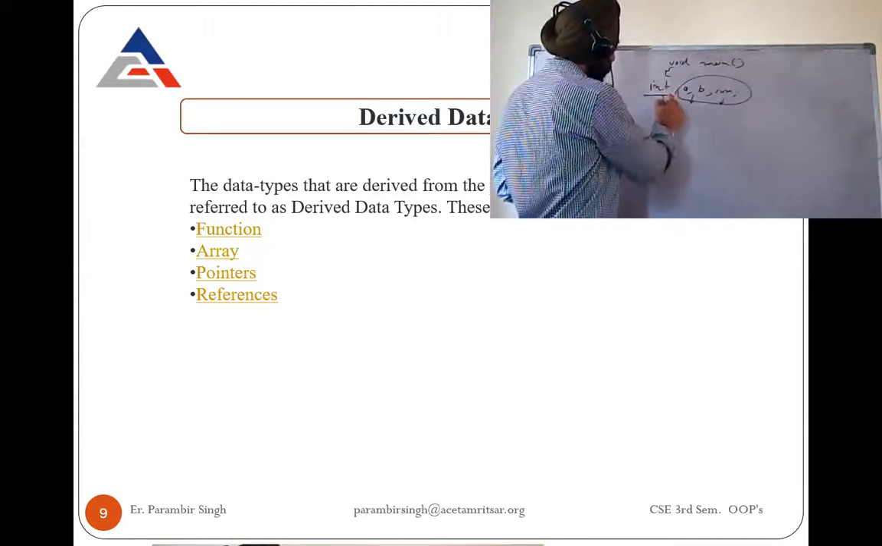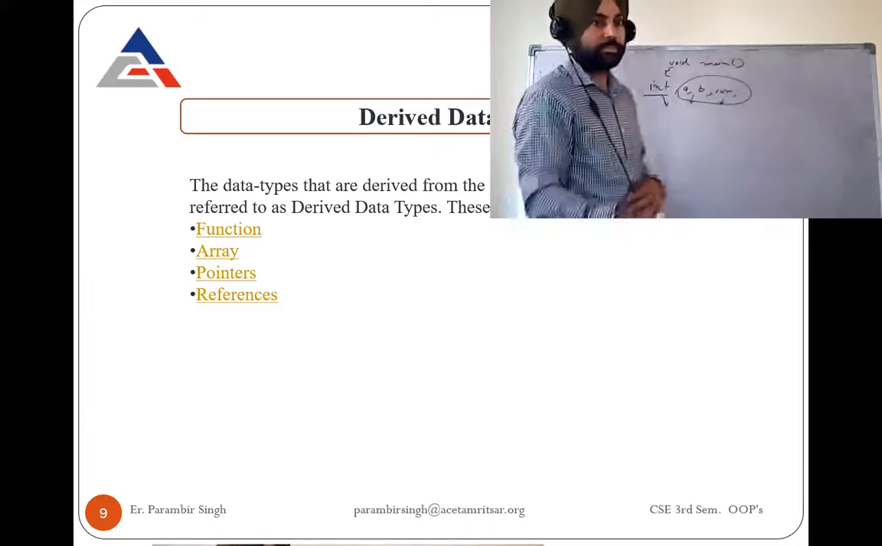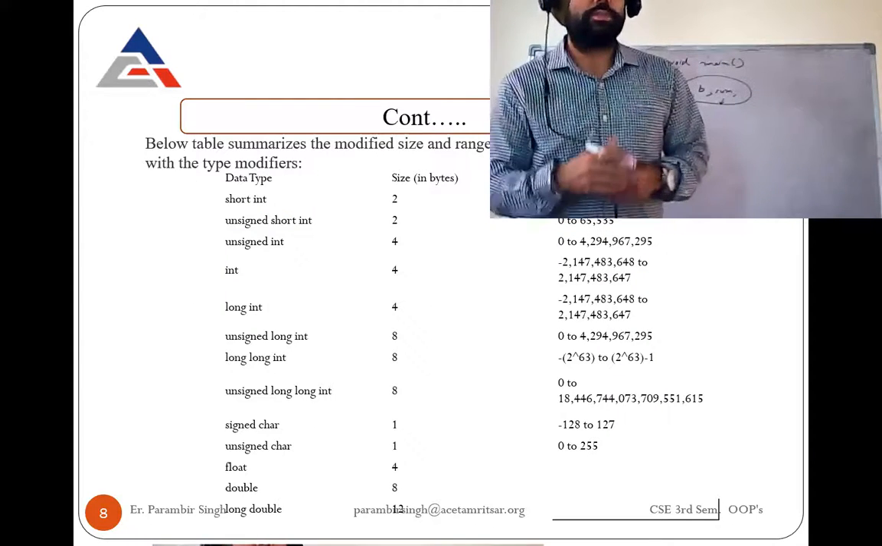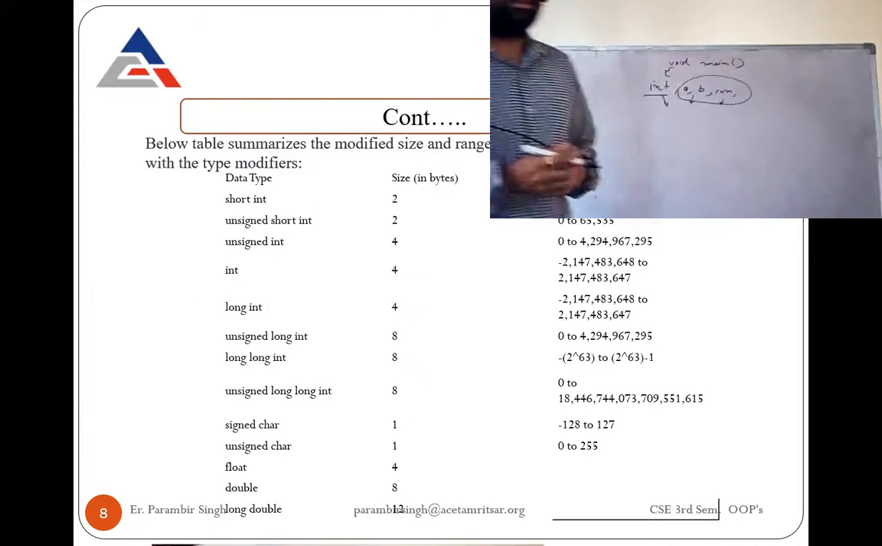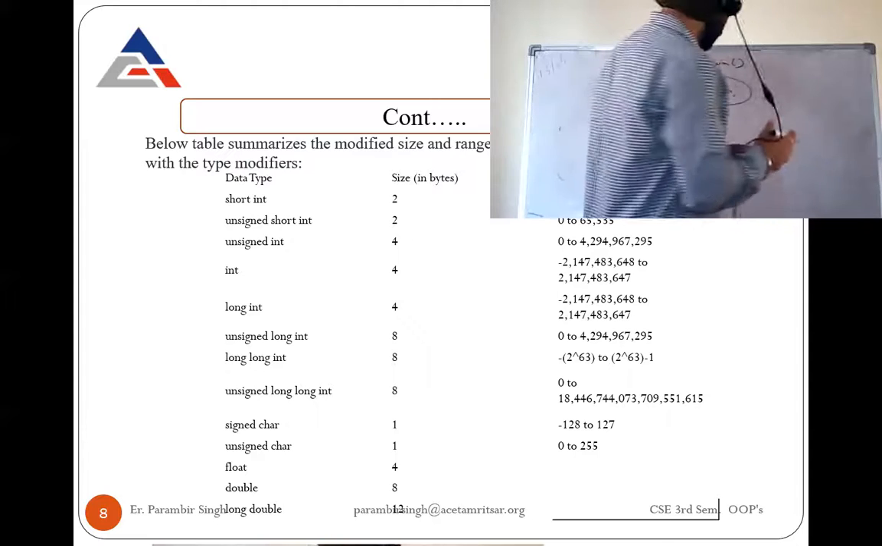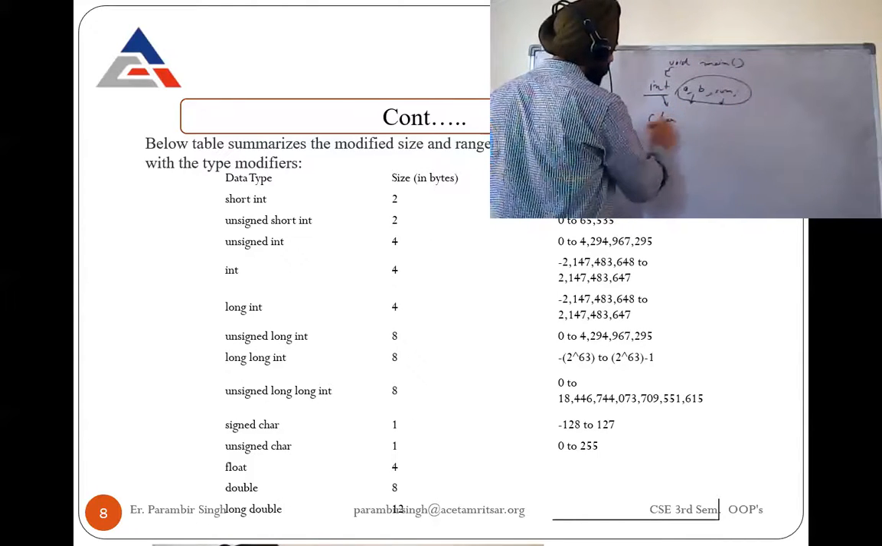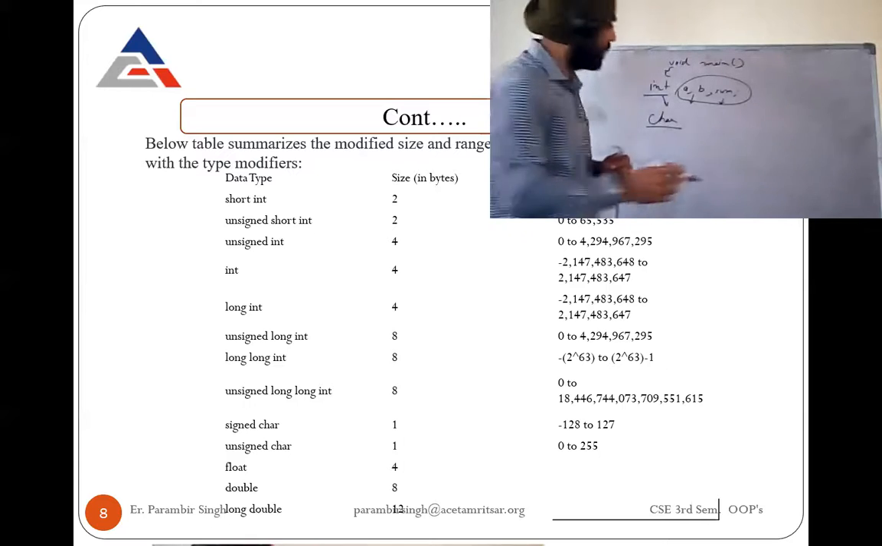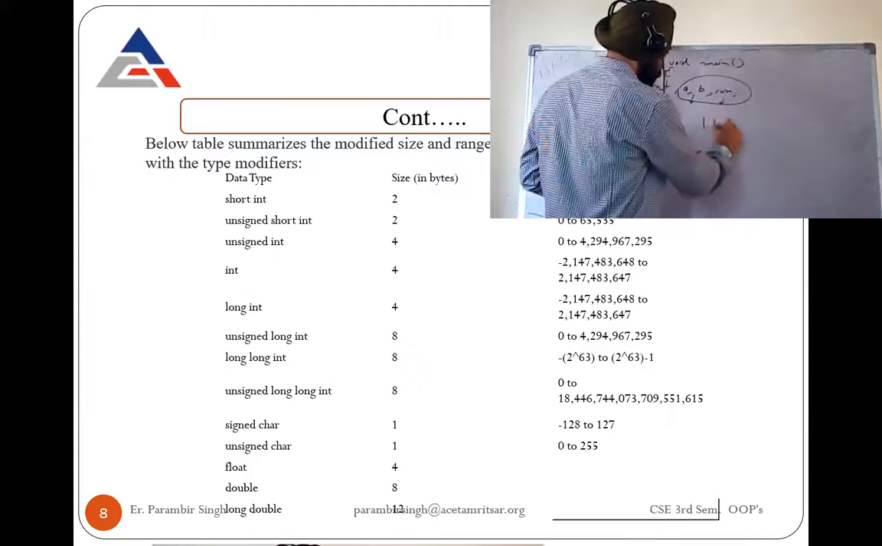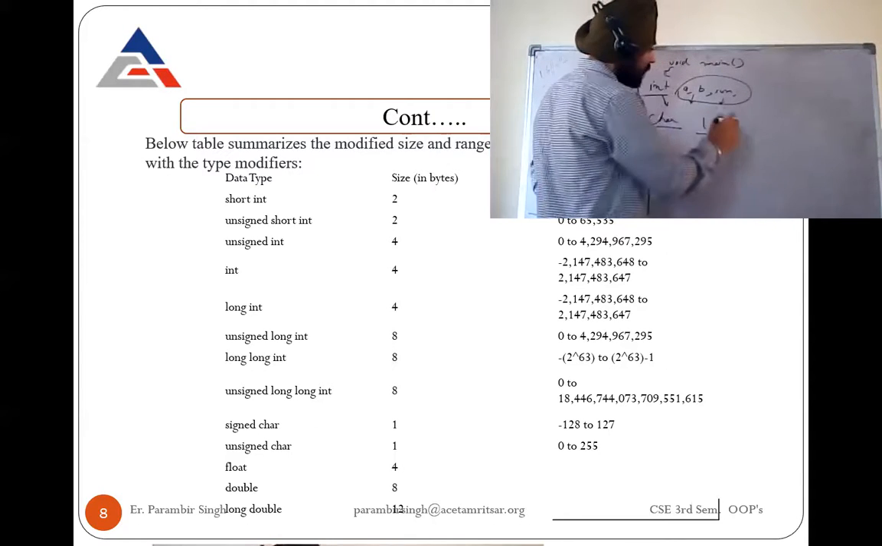So what is the size of integer? The size of integer is 4 bytes. Okay, we will discuss with the help of character type, because the size of a character type variable is 1 byte. 1 byte means how many bits?